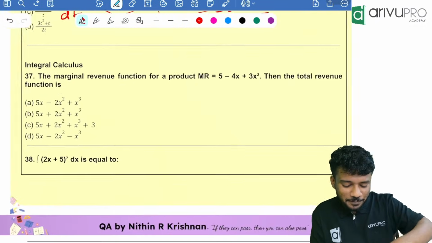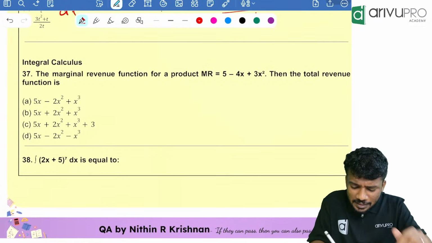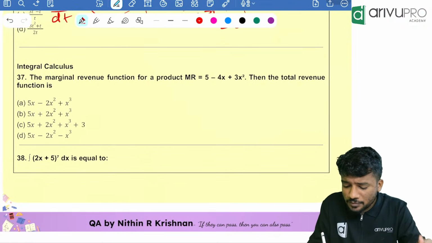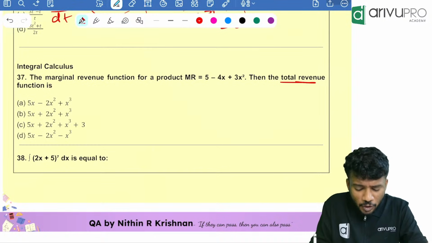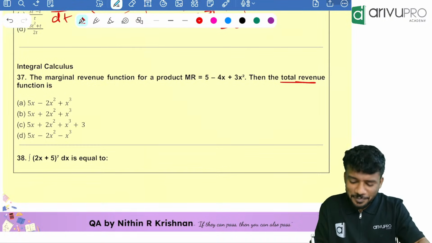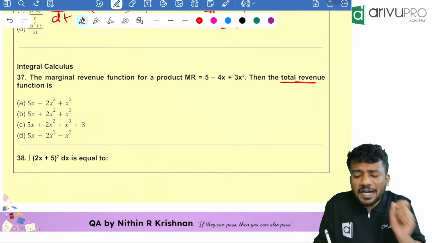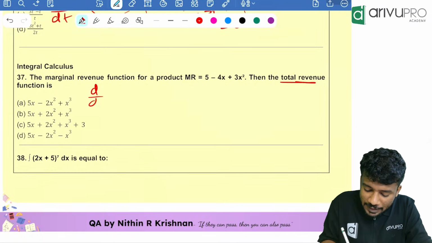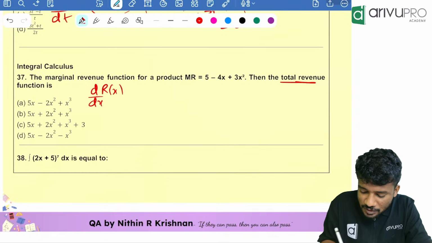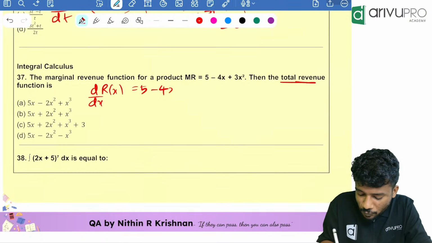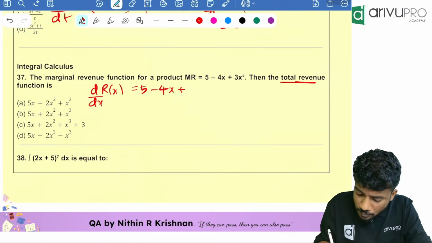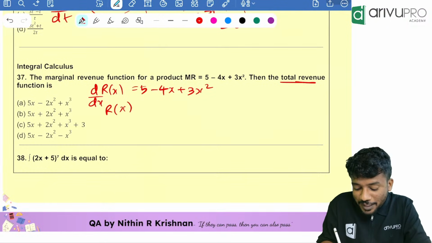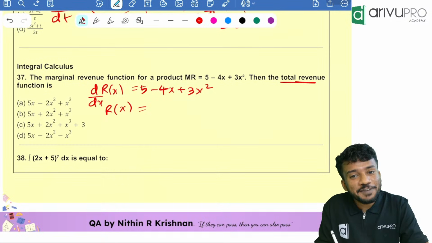Yes. Next one. Integral calculus. Marginal revenue for a product MR is equal to 5 minus 4x plus 3x square. Then the total revenue function is how much is the question. People, marginal revenue means what? The derivative is given. So d by dx of revenue function is 5 minus 4x plus 3x square. Now, in order to find the revenue function, what you will do? You will integrate it. Integral of 5 is how much?